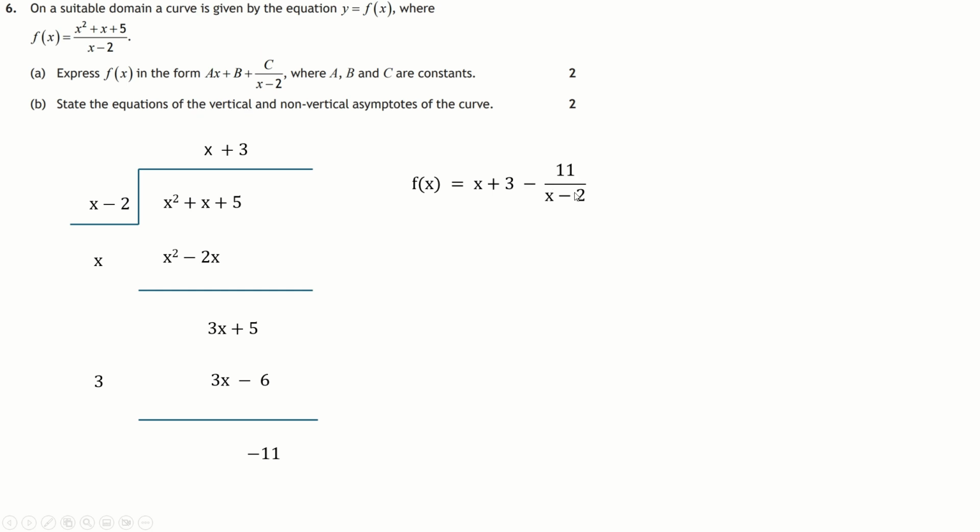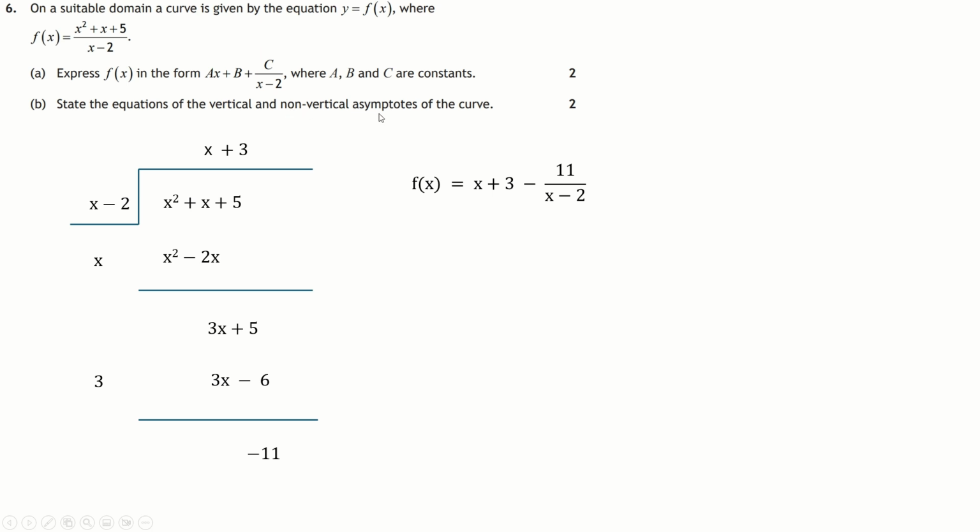A vertical asymptote will appear when this blows up to infinity or minus infinity, and that will happen when this bottom term gets very, very close to 0, and then this becomes 11 over something very, very close to 0, which becomes very large. So x equals 2 would be your vertical asymptote, because at x equals 2, this becomes 11 over 0, and then you're tending towards infinity.